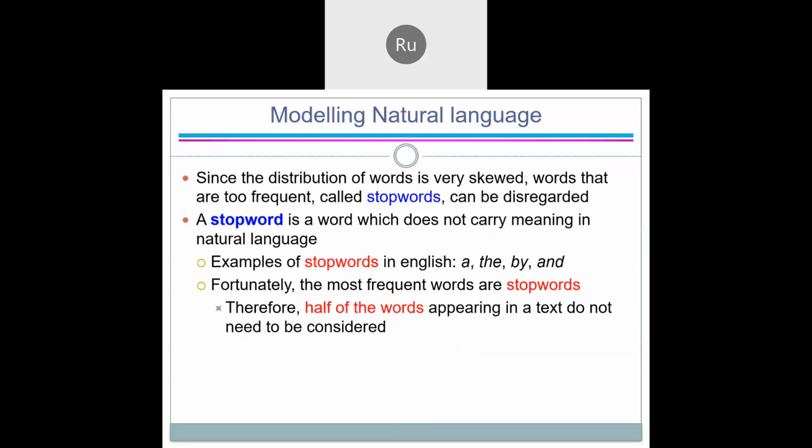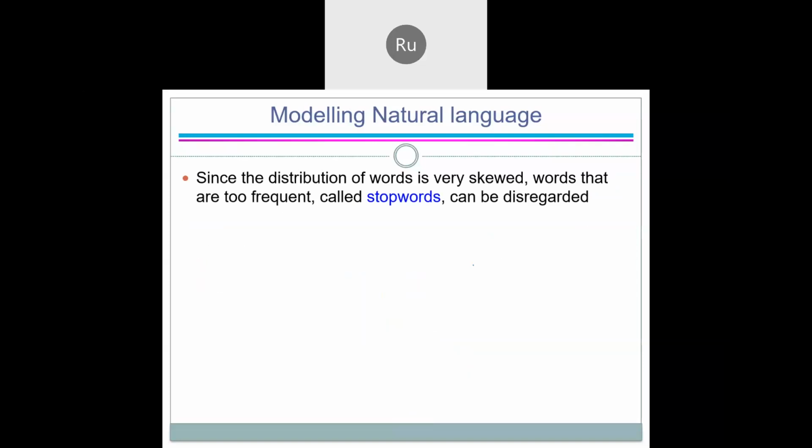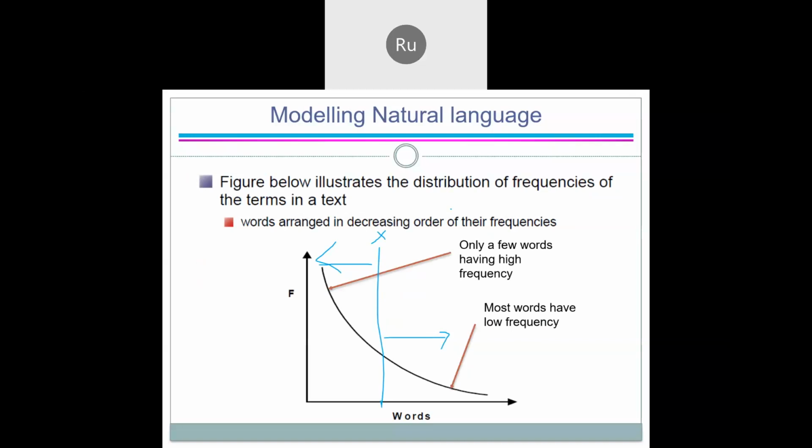Okay, since stopwords occur with high frequency, they are over here. Since they occur so many times, they will be removed because they carry no meaning and less information. So that is the stopword.